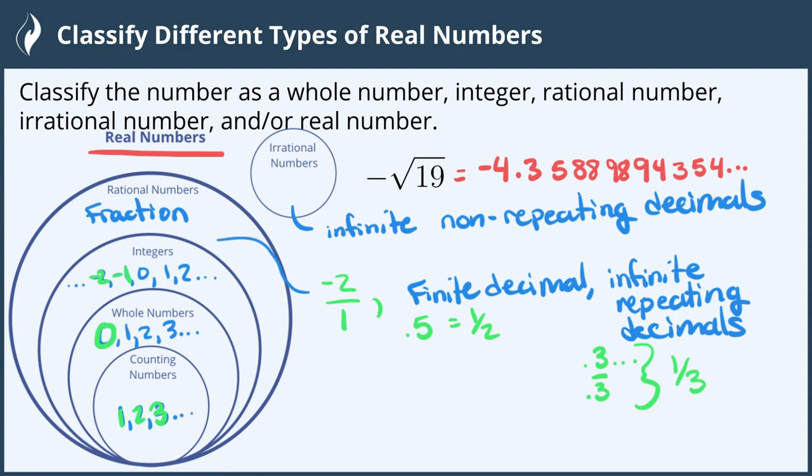If we have the square root of a number that is not a perfect square, it will fall into the irrational numbers. So I know that this is categorized as irrational and real. This is the irrational numbers and the real numbers. And we're all done.